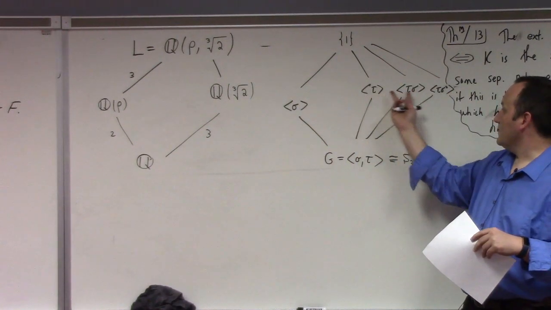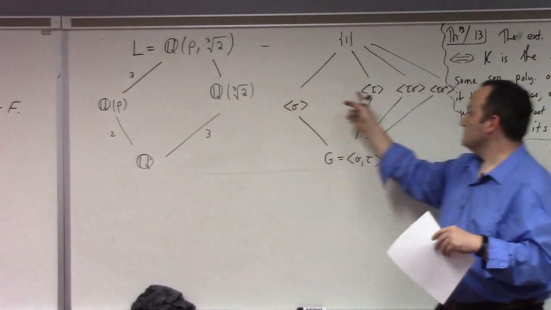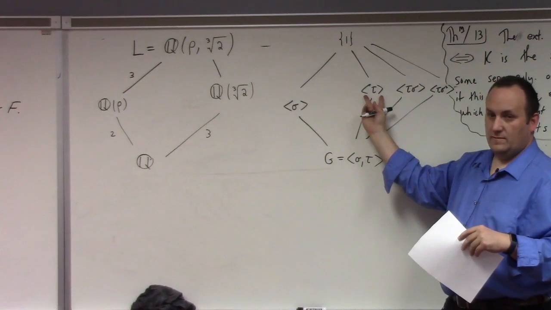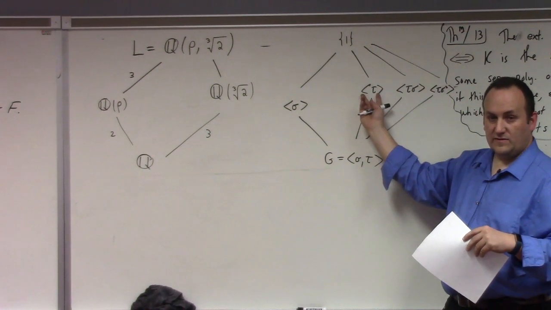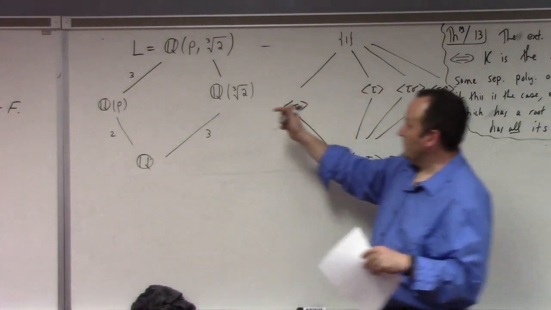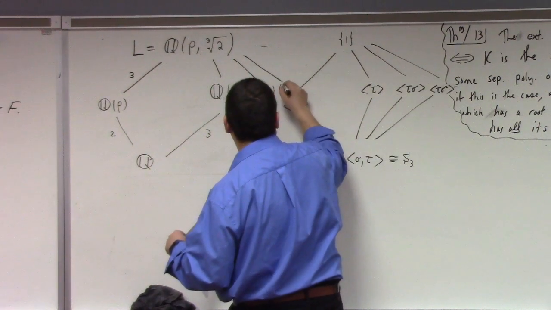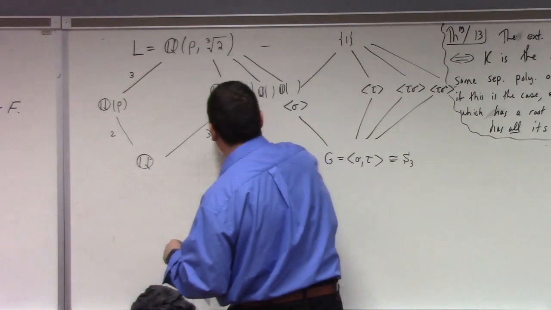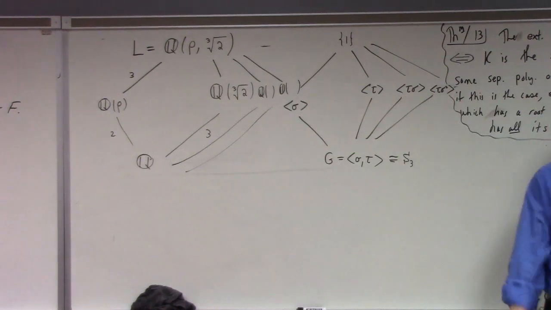which one of these has that as its fixed field? Tau. This is not a normal subgroup of S3. It is not closed under conjugation by S3. If you conjugate this subgroup, you can get to this one or that one. And there are 2 other fields that I haven't written here, Q adjoin something, Q adjoin something else. I forget what to put there. But those are not Galois because these are not normal.